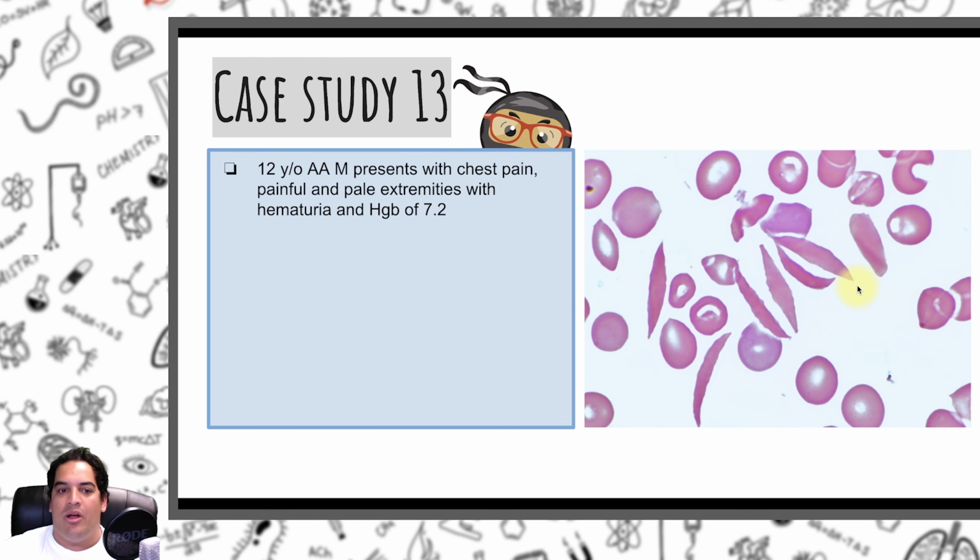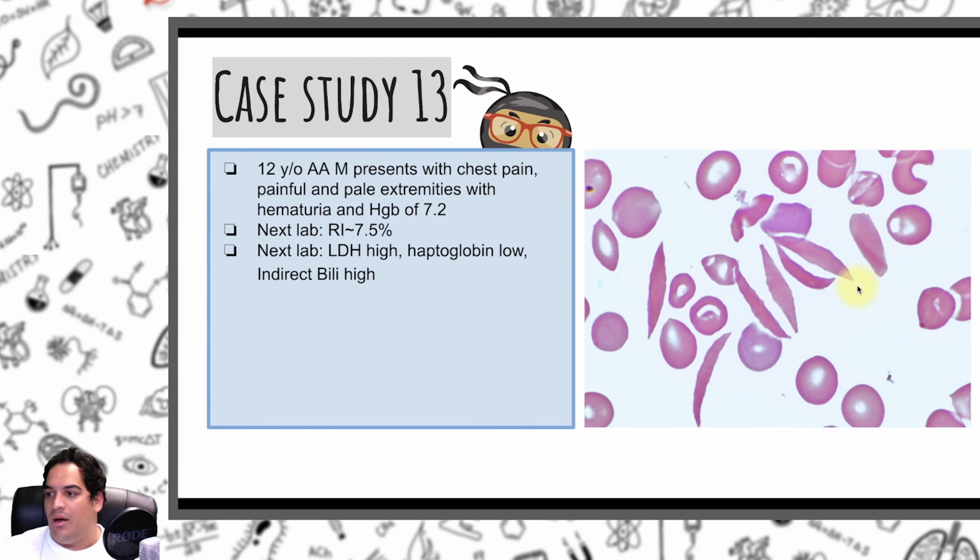12-year-old African-American male presents with chest pain. He's also got painful and pale extremities with hematuria. Hemoglobin 7.2. He's anemic. What do I do? Check a retic. Oh, 7.5. It's greater than 2. So it's not likely a decreased production. It's an increased destruction or loss. How do I know which one it is? Check my hemolysis labs. Oh, he's hemolyzing. Is it an autoimmune? Nope. It's likely some type of intrinsic or acquired problem.